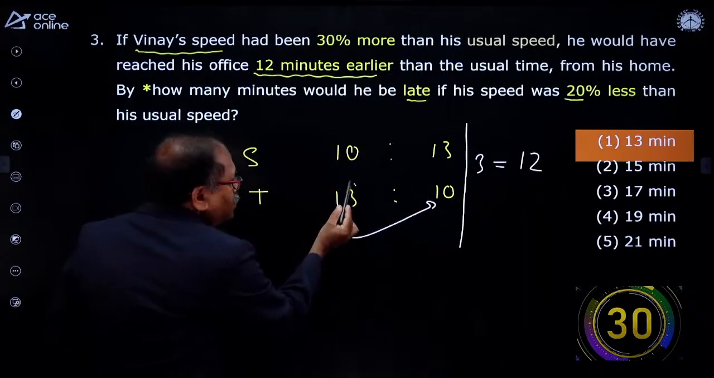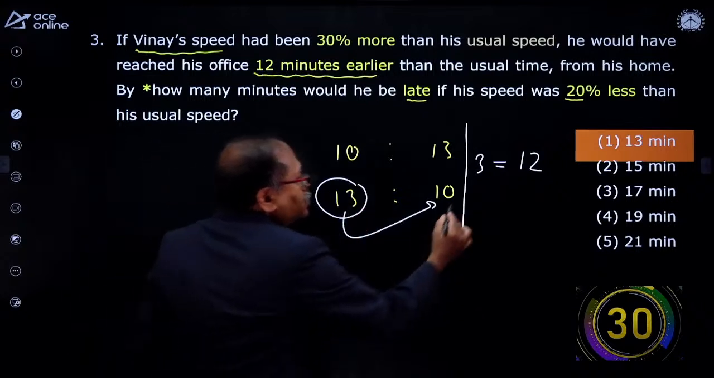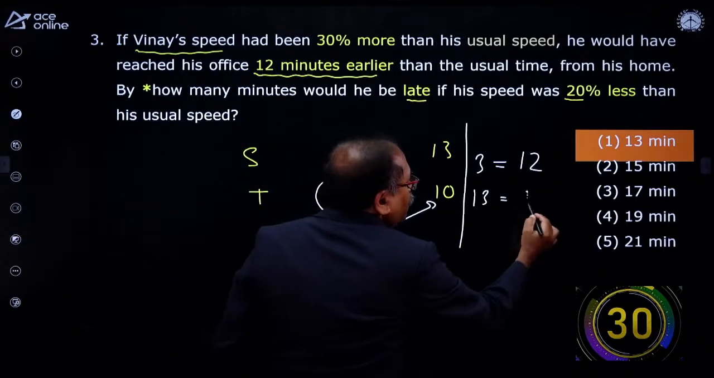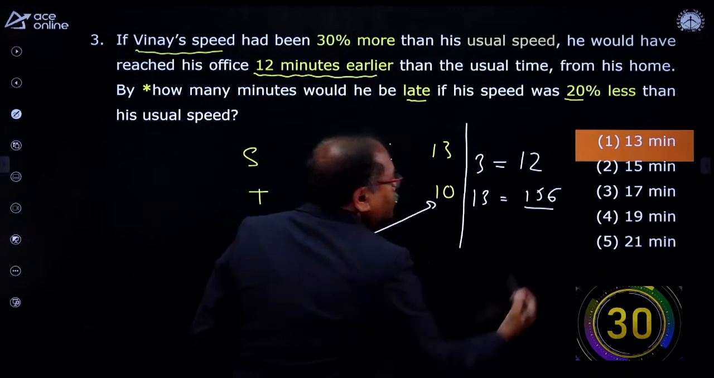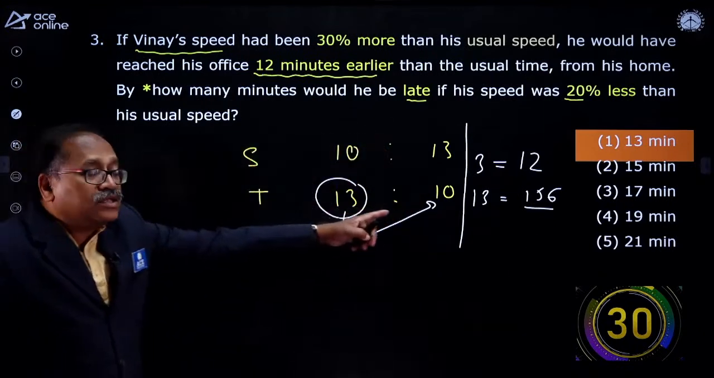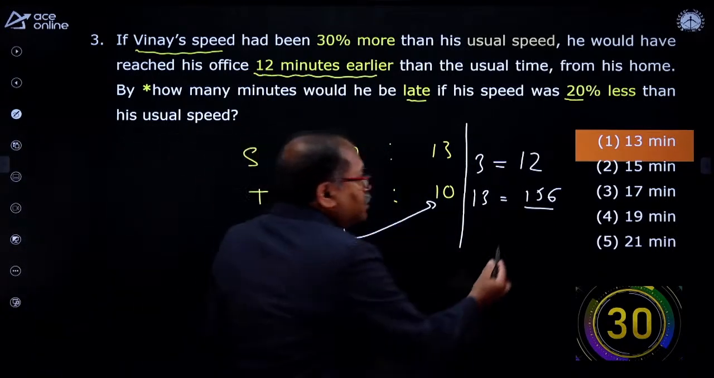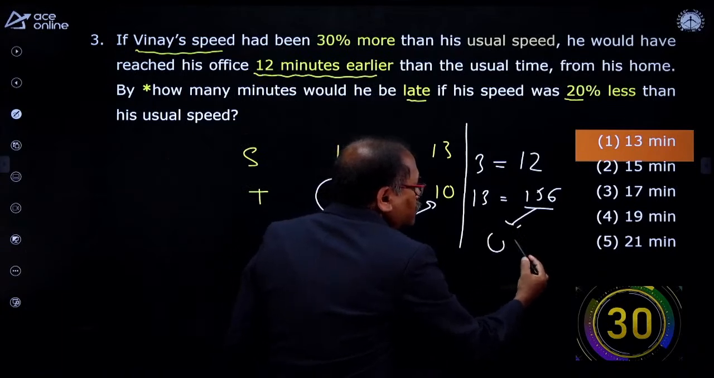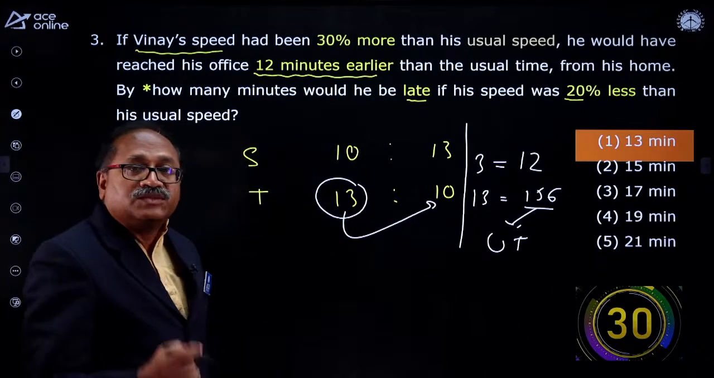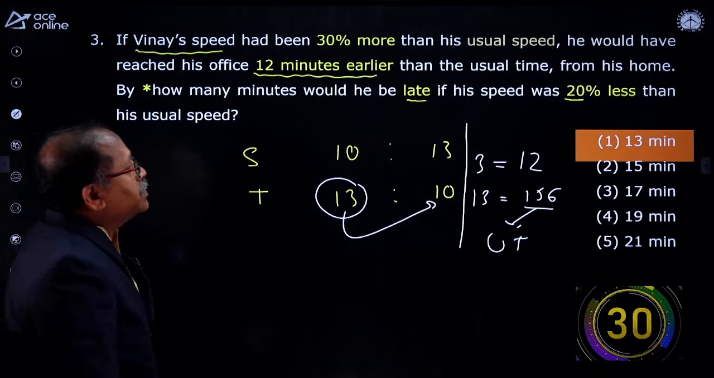Then the initial time is 13 parts. So 13 parts is equal to how much? 156 minutes. This is your original time. This is the usual time. Okay. Now I need to take the second case.